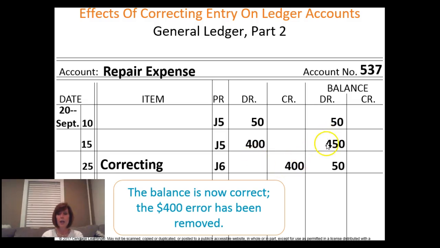And now you'll see, we were carrying a debit balance, which we continue to carry, but it will now return the balance to $50, which it was prior to our incorrect entry. And that concludes Chapter 4.